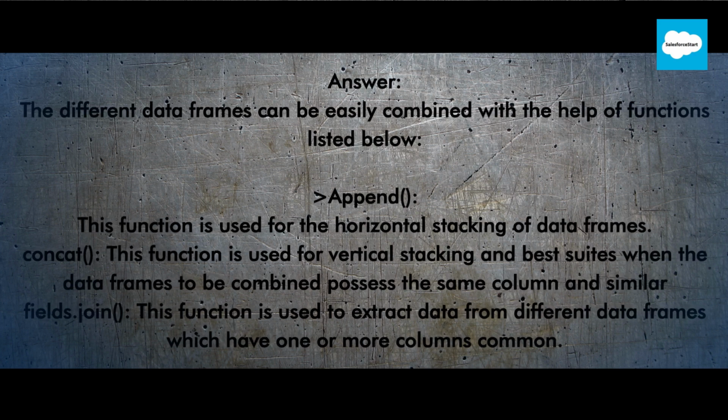80. How to combine data frames in pandas? Answer. The different data frames can be easily combined with the help of functions listed below. Append: this function is used for the horizontal stacking of data frames. Concat: this function is used for vertical stacking and best suits when the data frames to be combined possess the same columns and similar fields. Join: this function is used to extract data from different data frames which have one or more columns in common.